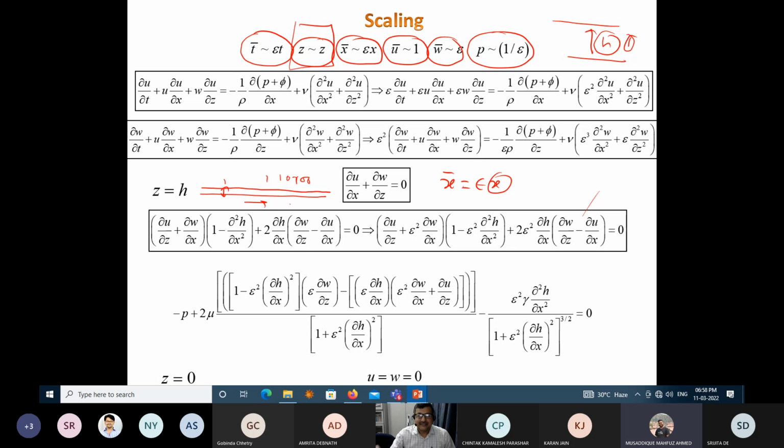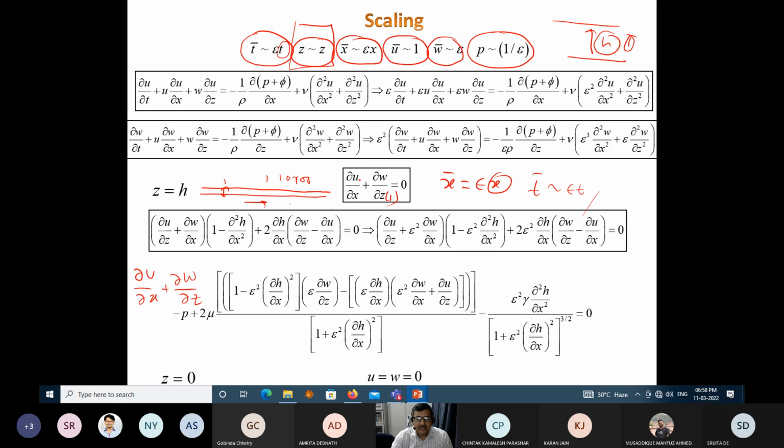Yes, sir. Now, in order to make the process faster, you say that if T is my time scale, then T bar, which is my time scale for this particular thing, is equivalent to epsilon T. Now, this also you can come from, say, del U by del X plus del W by del Z, right? So you know that Z is of the order of 1, right?